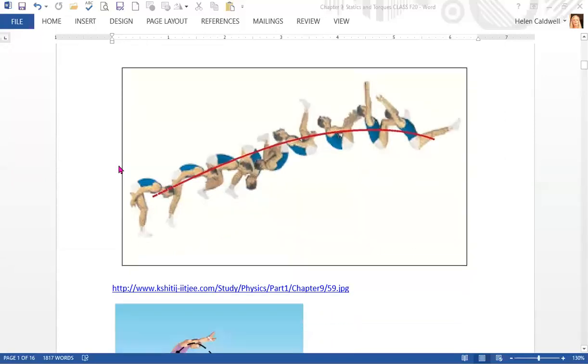Center of mass comes in handy for all kinds of things. It's important in gymnastics. So in gymnastics, again, the gymnast contorts his body as he's moving through the air, but his center of mass is going to follow this arc as it moves along.